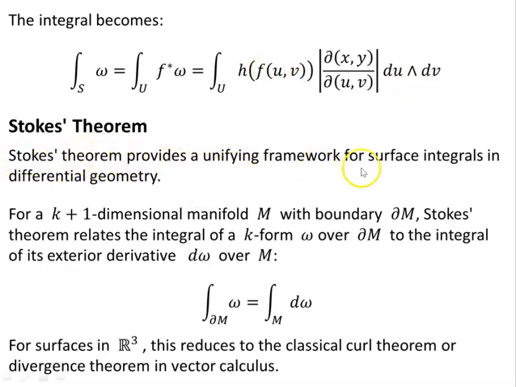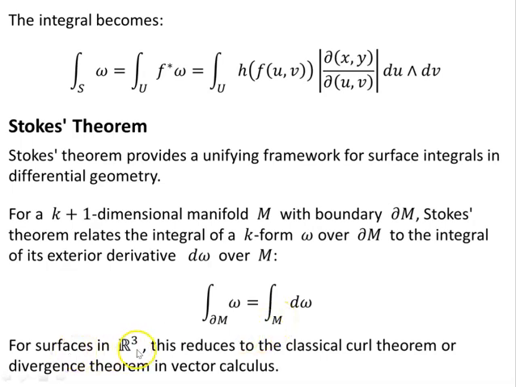Stokes theorem provides a unifying framework for surface integrals in differential geometry. So for a k plus 1 dimensional manifold M with boundary partial M, Stokes theorem relates the integral of a k form, omega, over partial M, to the integral over its exterior derivative, d omega, over M. So the integral of omega over its boundary is equal to the integral of the exterior derivative of omega over the manifold M.